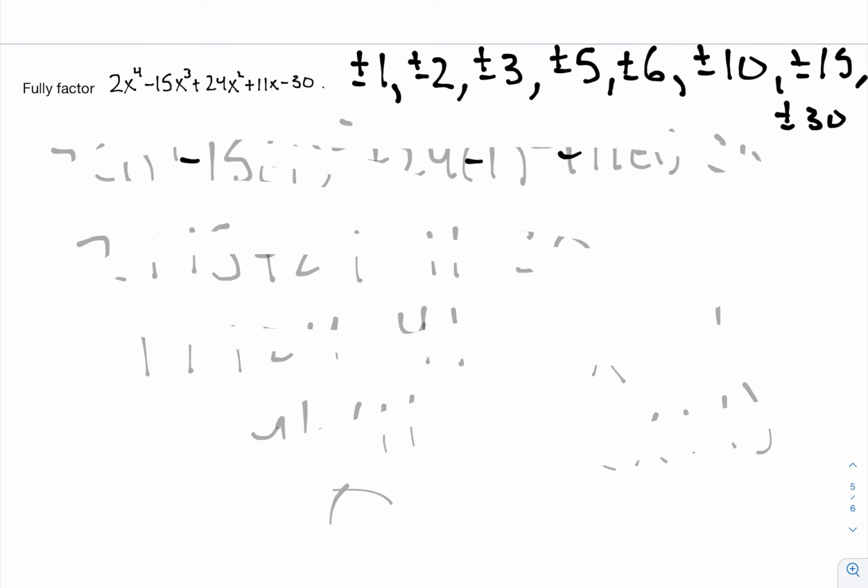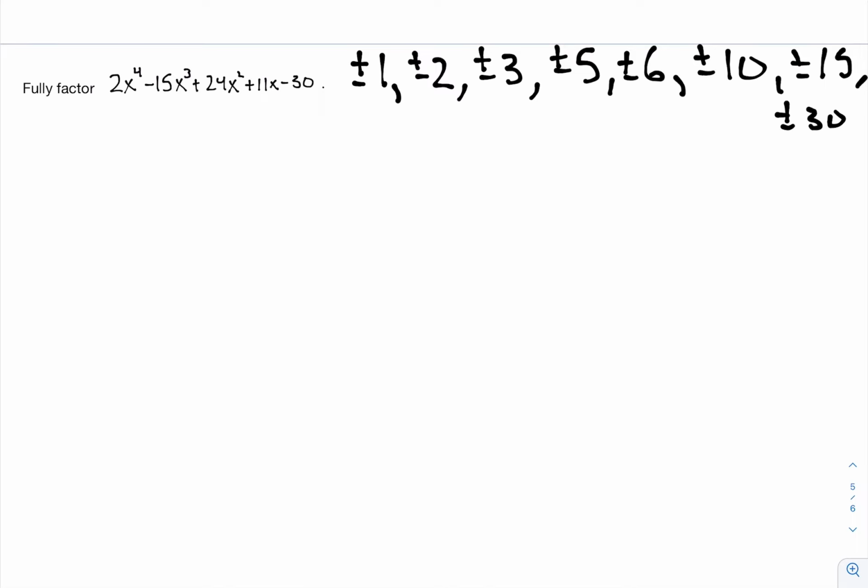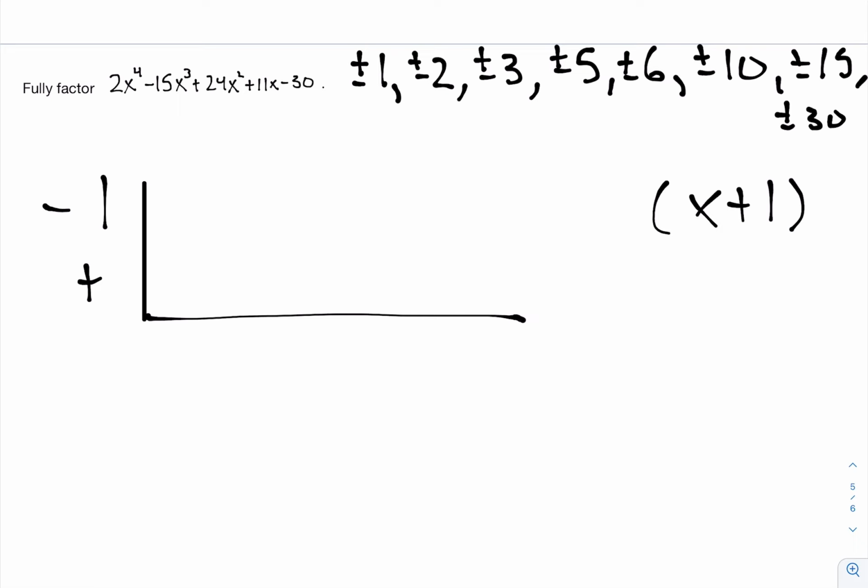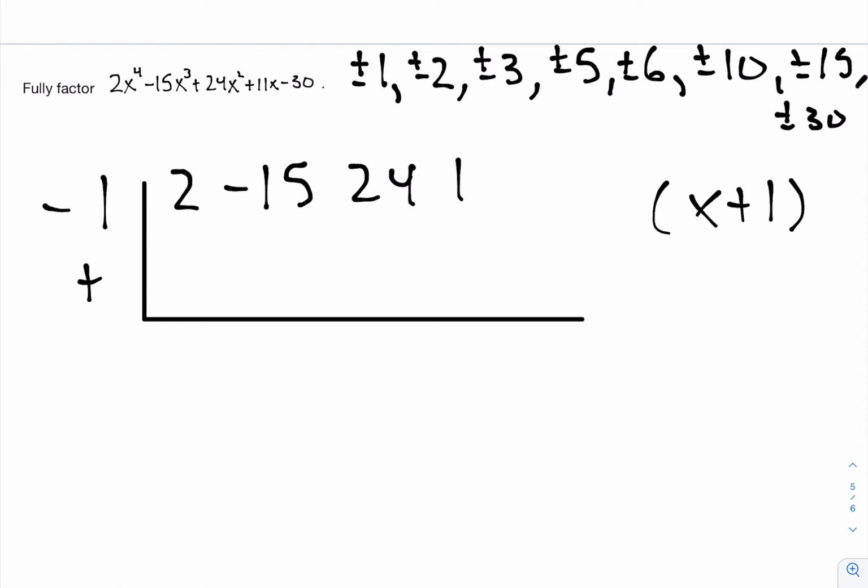Okay, so now let's use synthetic division to keep going. If we know that x plus 1 is a factor, we're going to use negative 1 for our number on the side. We're going to be adding. Again, you can do positive 1 and subtract, but I just prefer adding. So these are going to be our coefficients here: 2, negative 15, 24, 11, negative 30.